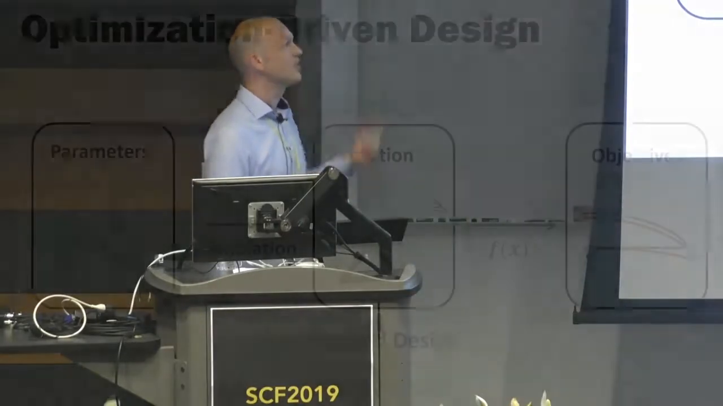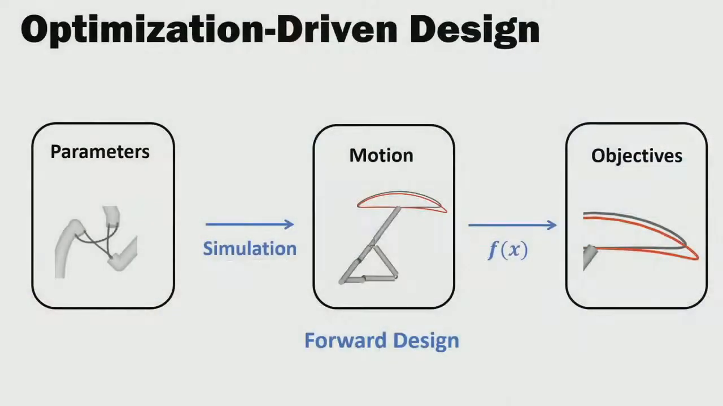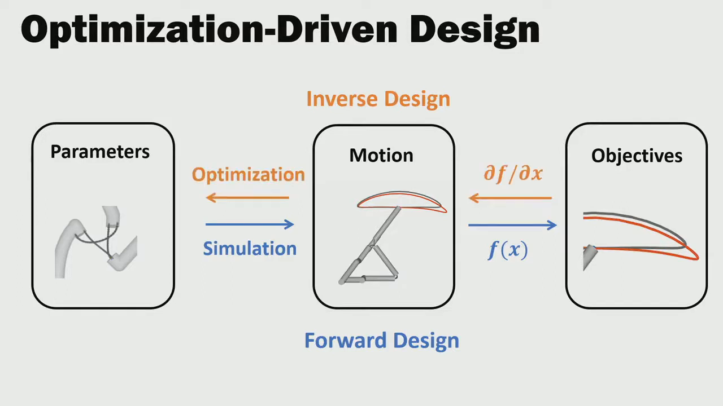So a much easier approach compared to this forward design is to go the other way around, to say, well, here are my objectives, go and find what are the parameters of the mechanism that give me the best performance according to those objectives. Or said a little differently, what are the parameters that give rise to a simulated motion that optimizes all of these objectives. And that's what people typically call inverse design.